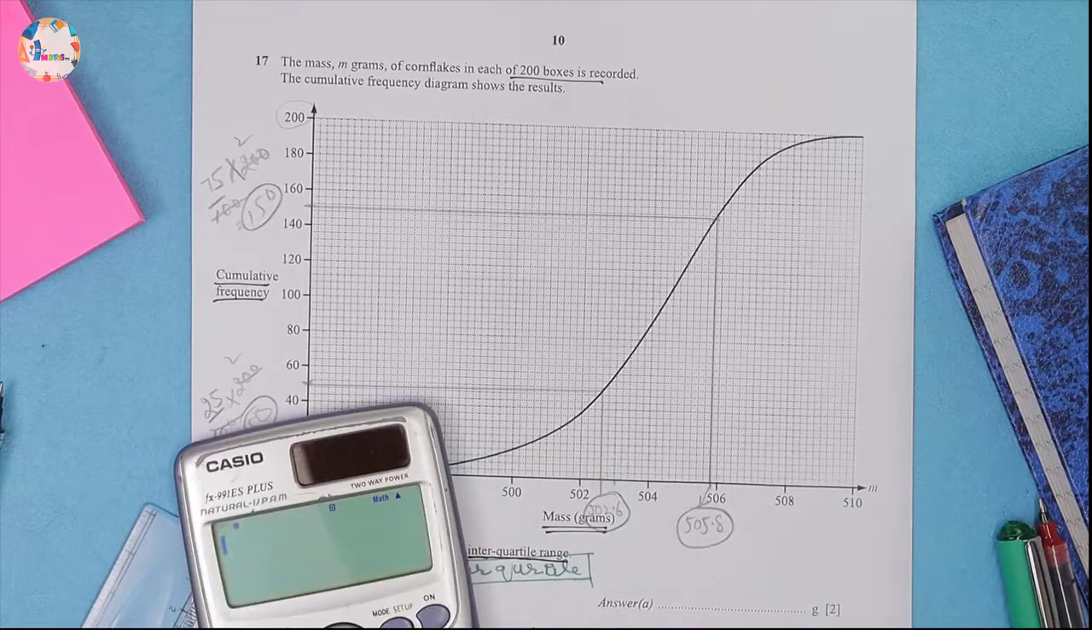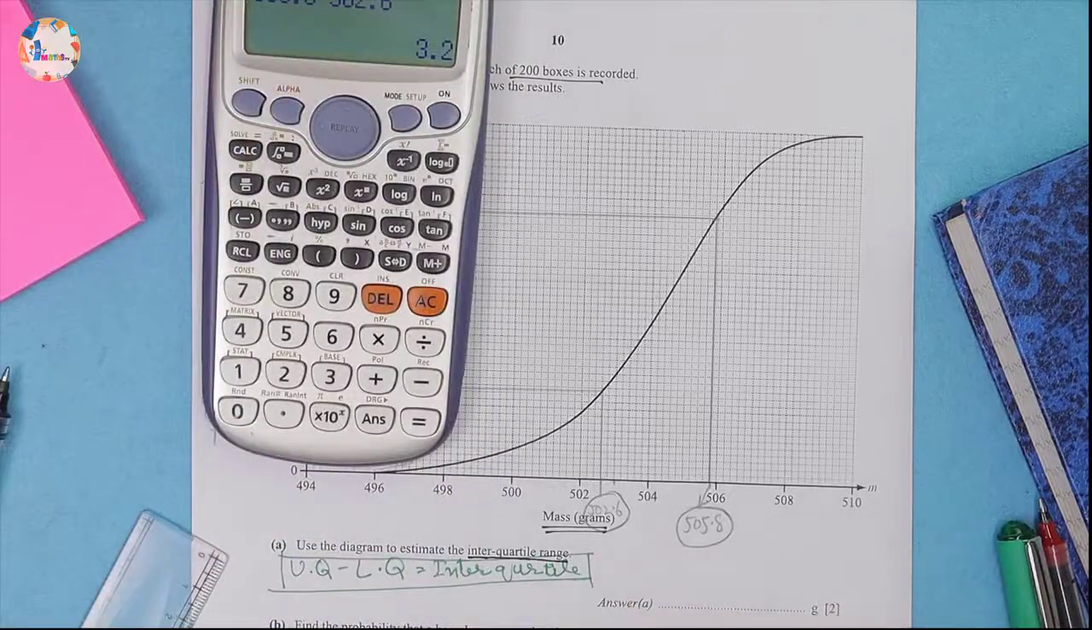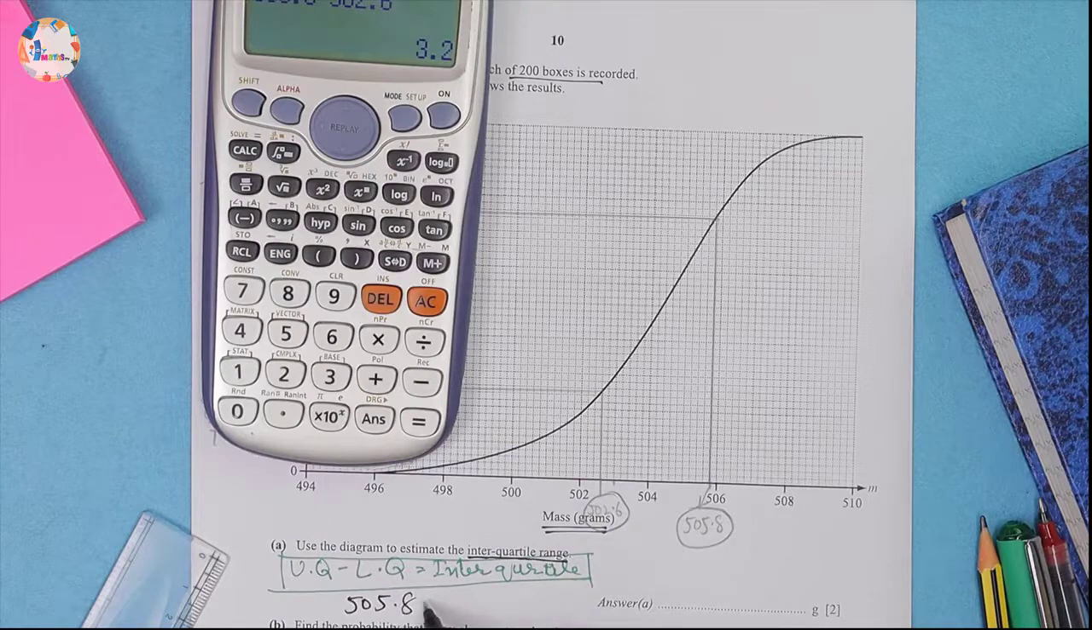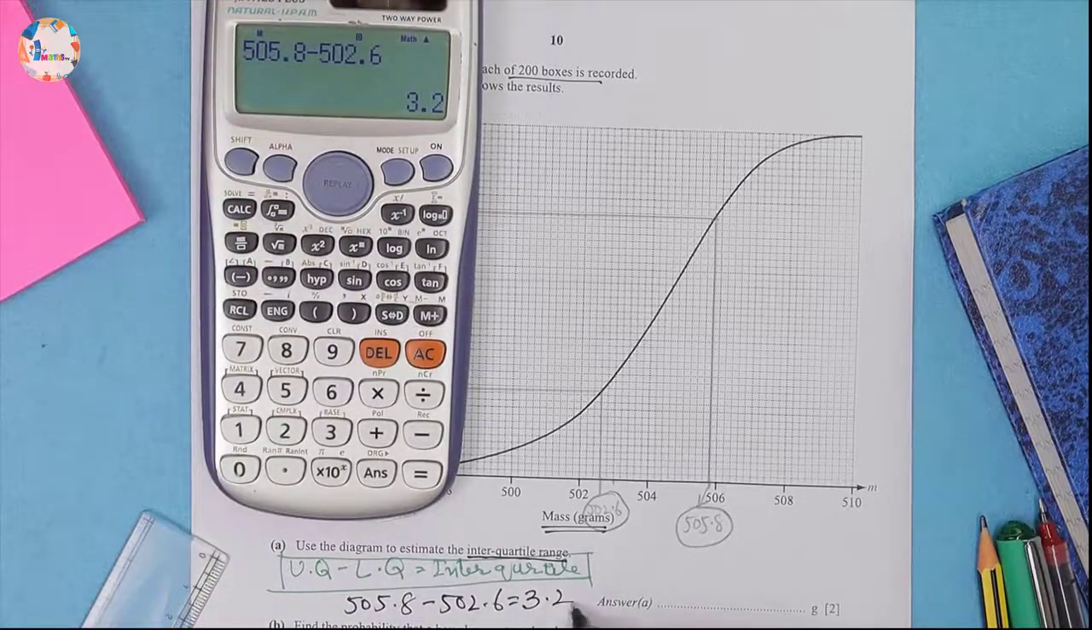So if I put here 505.8 minus 502.6, this will result in 3.2. I will show the working. So we can write here, interquartile range is the upper quartile, 505.8, minus the lower quartile, 502.6, is equal to 3.2, which we have calculated. So the answer is 3.2 grams.